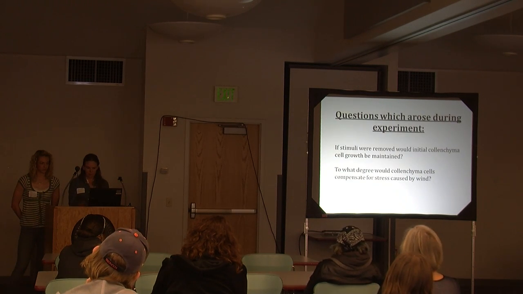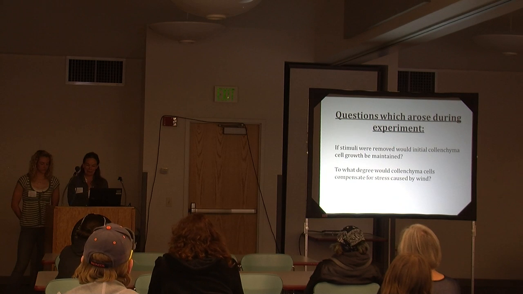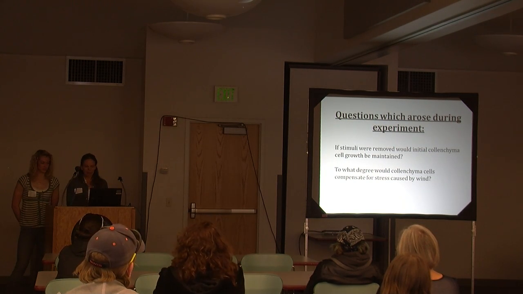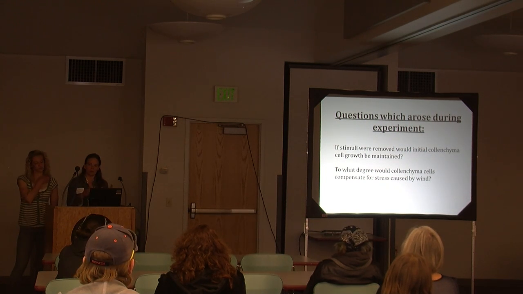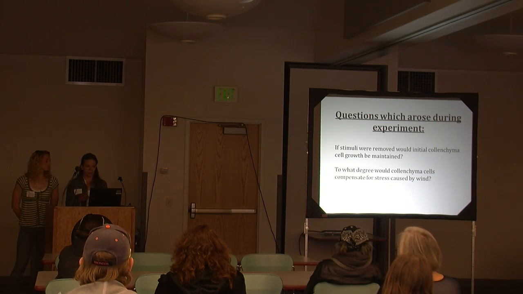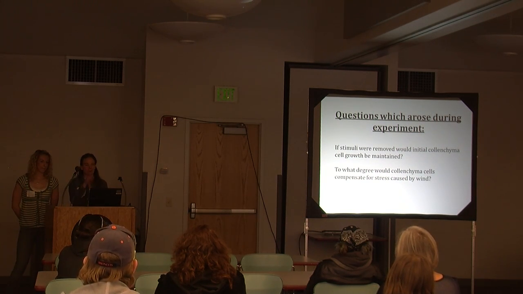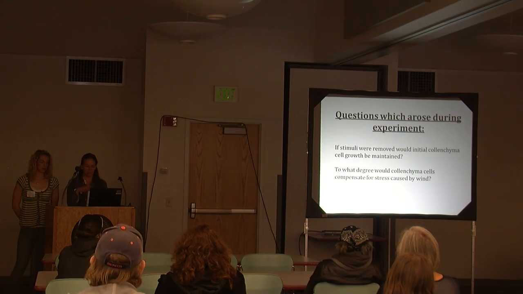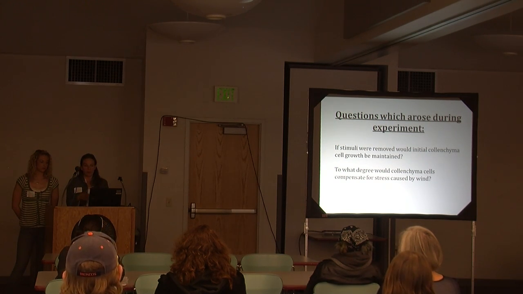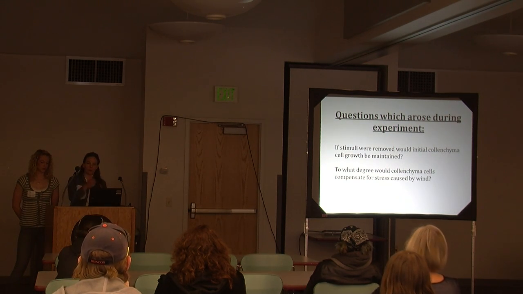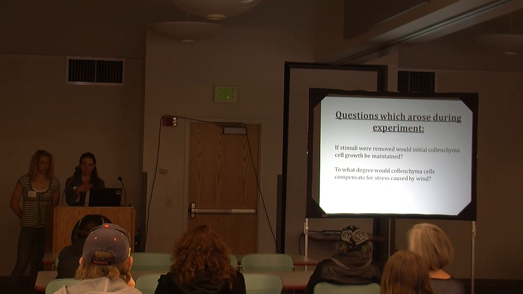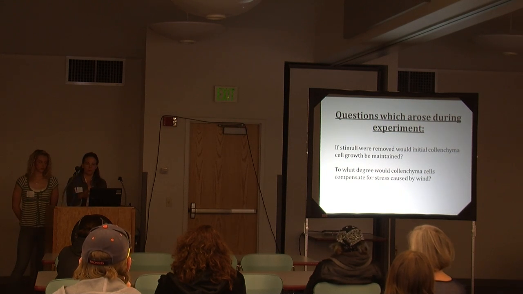And the questions that arose, many of them: if the stimuli were put in place from day one, as far as the ethylene goes, would that have a different effect? And of course, you can only have the wind influence them from the time that the little hypocotyl crests the soil. If you remove that stimulus, would the collenchyma cells from that point forward return to their normal stasis, or would they continue with the manipulated formation? And to what degree can you manipulate those cells?